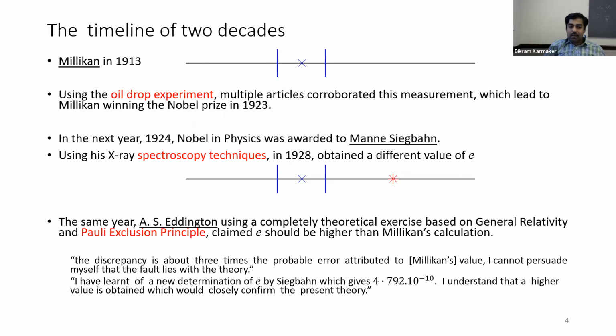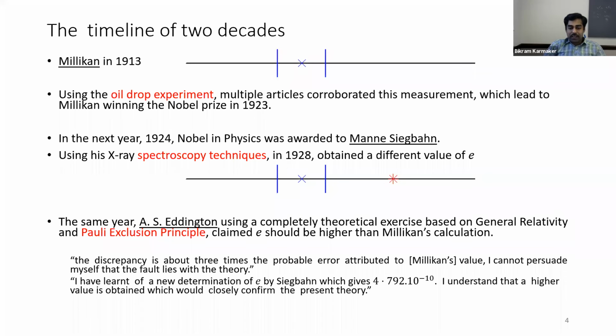Then Eddington writes, a few paragraphs later, that I have learned of a new determination of E by Siegbahn, which is higher, and I understand that a higher value is obtained, which would closely confirm the present theory.